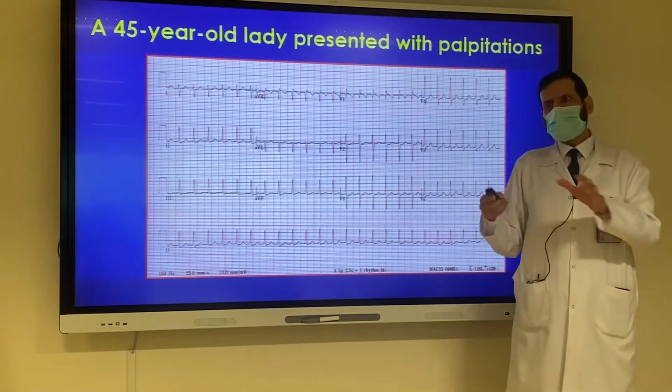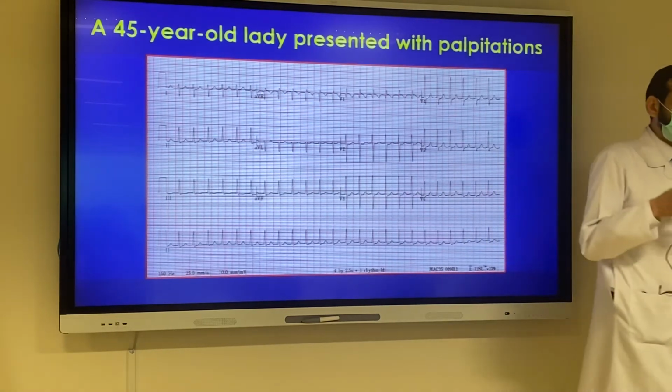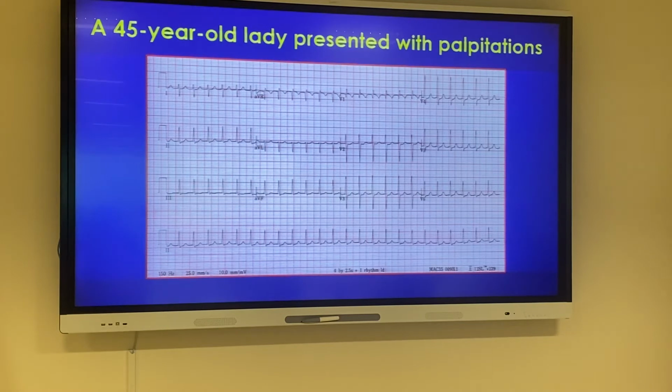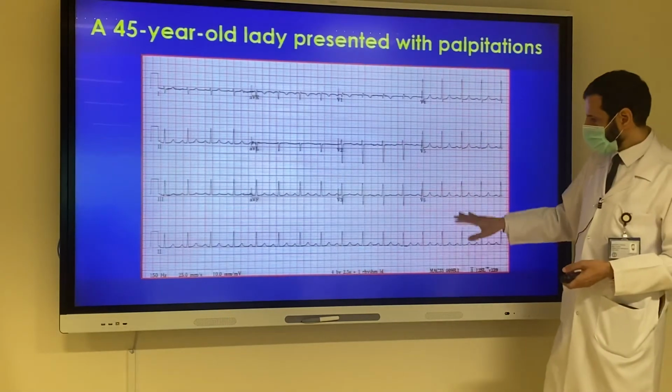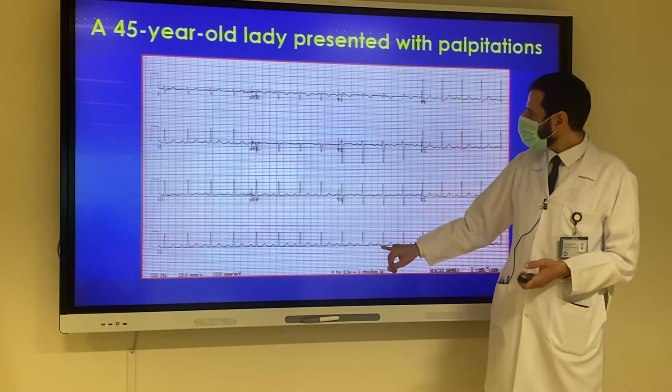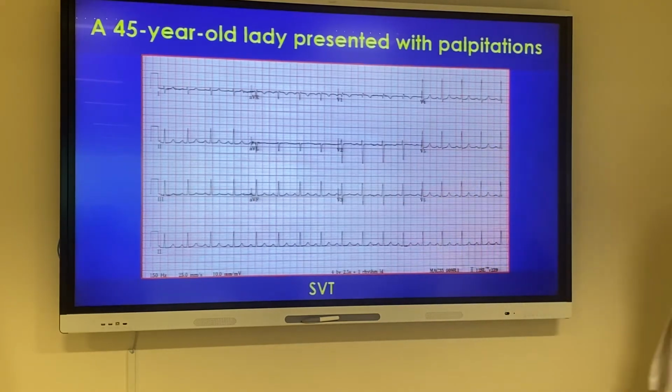Now, with the absence of the P wave, we will narrow our differential diagnosis to a certain group. It could be junctional, but remember, junctional is usually 100 to 120. Here it is 140, 150. So this is supraventricular tachycardia, SVT. This is the baseline ECG for the same patient. You see the P wave is clear and there. So totally different from the one we saw.